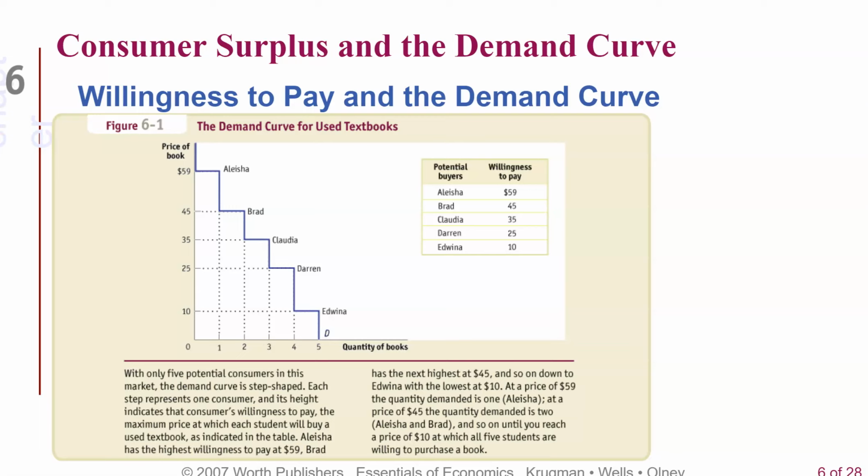Our individual willingness to pay, willingness to buy a particular item, and if we were to buy the book for $40, you can see Alicia would have a consumer surplus of $19. If we were buying it at $40, Brad would have a consumer surplus of $5, and Claudia, Darren, and Edwina would have to make some tough decisions about whether they were willing to buy the book at $40 or whether they were willing to pay more. And so this is the consumer surplus we see here.